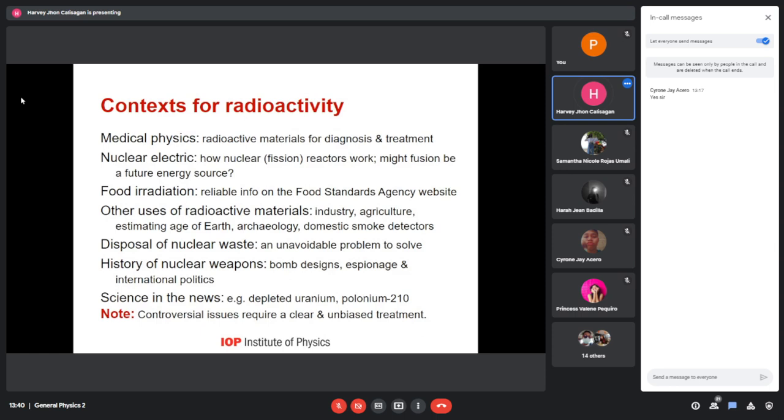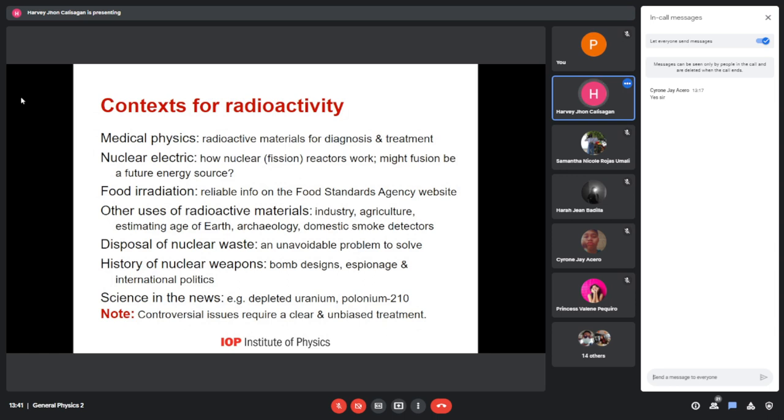We also have food irradiation, wherein, according to the reliable info on the Food Standards Agency website, it is all about the production of food, which is also a product of irradiation. Since some of the manufactured or industrialized food is created through a machine, we can say that those foods produced through a machine were really exposed to radiation. So, if you eat junk food, are you exposed to radiation? Well, the answer is yes. That's why, again, most of that food is not necessary to eat, because it can also trigger the activation of the cancer cells inside your body.